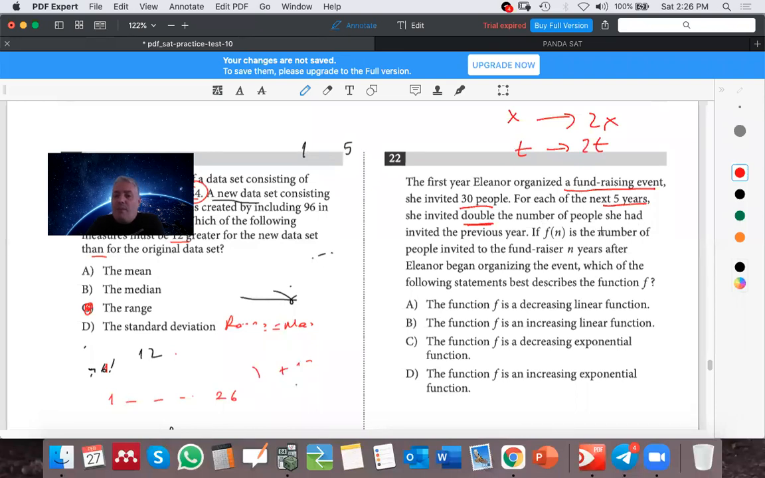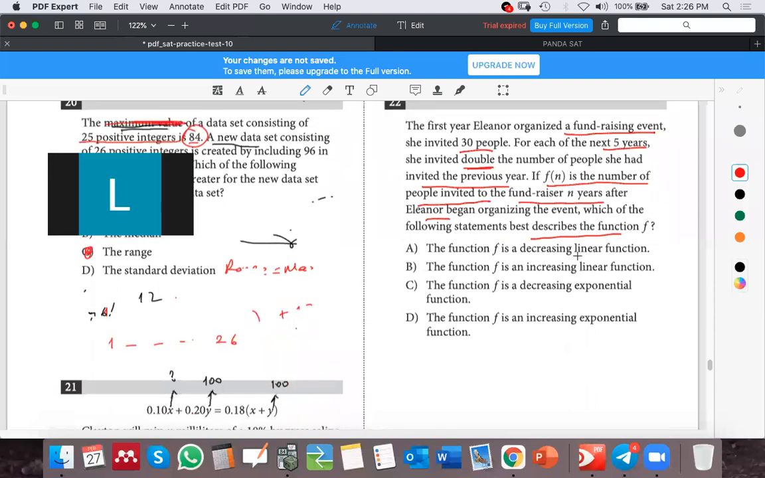Double the number of people she had invited the previous year. So it was 30, now 60, the next year 120, the next year 120 times 2, 240, and so on. If n is the number of people invited to the fundraiser n years after she began organizing the event, which of the following statements best describes the function?